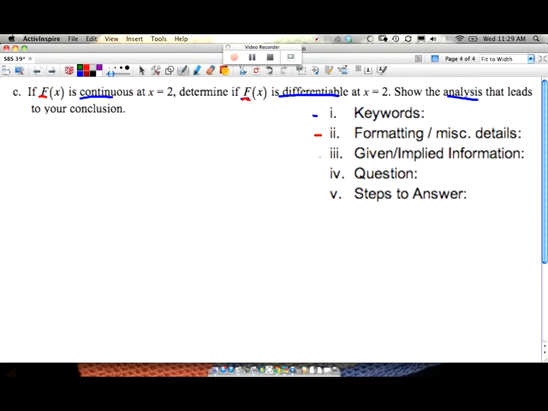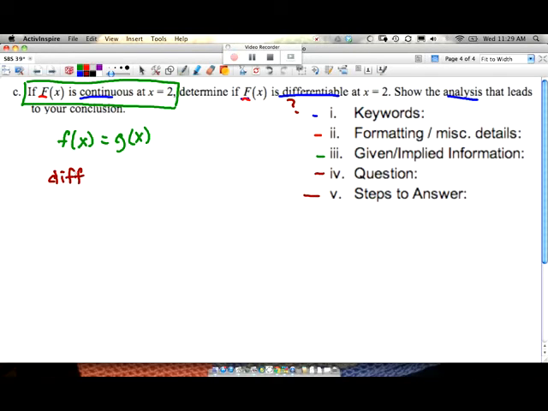Then let's look at the given and implied information. So it's telling us that f of x is continuous at 2. Now we actually knew that from parts A and B, but if we didn't get that information, it's telling us, so that's implied. So we're continuous. That means that little f of x equals g of x. So what's the question then? The question is it differentiable? That's our question right there. So the question, how do we answer that?